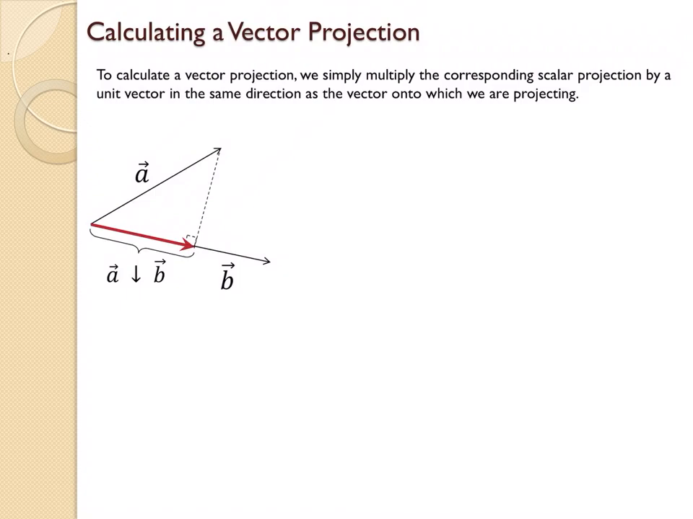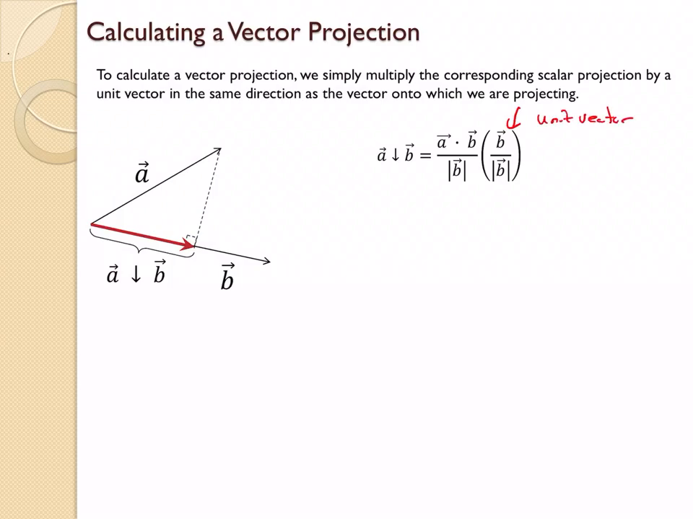Calculating a vector projection. We multiply the corresponding scalar projection by a unit vector in the same direction. So there's a projection onto b in the picture. To find it, what we do is a dot b over magnitude b. And what that is is the scalar projection from earlier in the lesson. If you look back, scalar projection is just a dot b over magnitude b. So we multiply the scalar projection by a unit vector in the same direction.